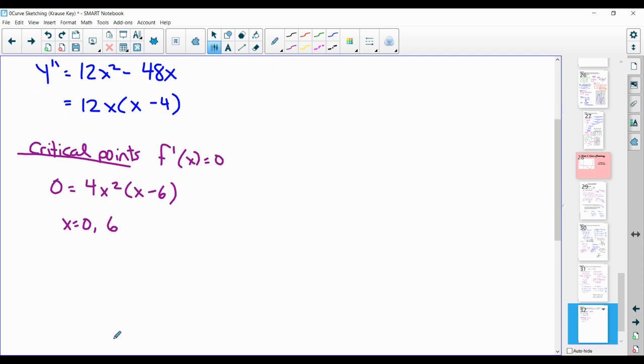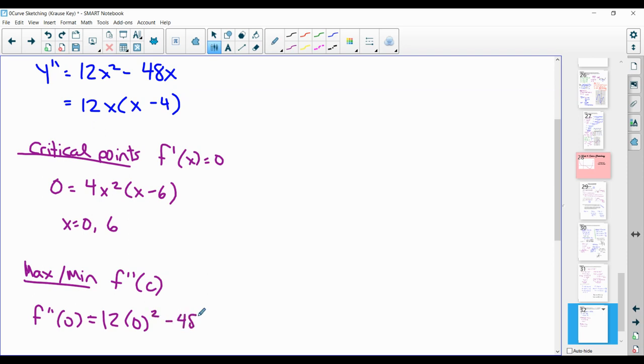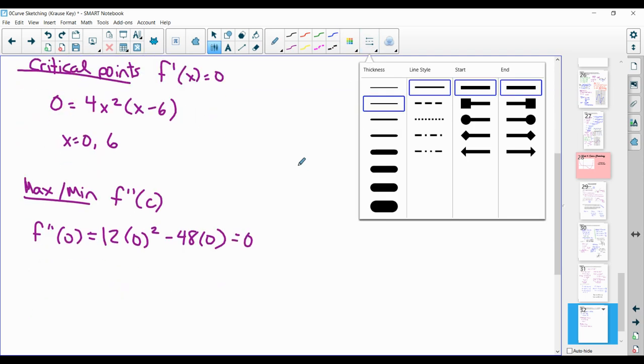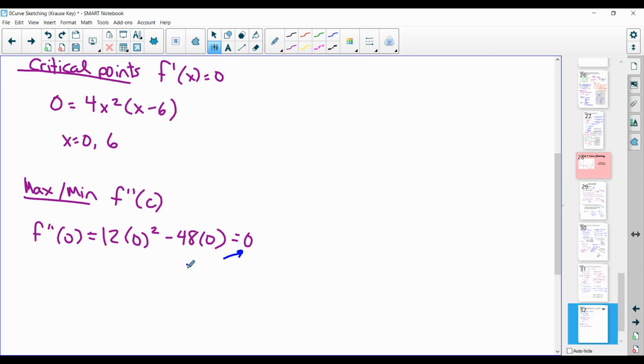Now we're going to use the second derivative to determine if we have any maxes or mins. So this is where we're looking at the second derivative of our critical points. So second derivative of 0, 12 times 0 squared minus 48 times 0 gives us 0. So this is inconclusive. We don't know if that means it's a max or a min or a point of inflection yet. So at this point, this is inconclusive.